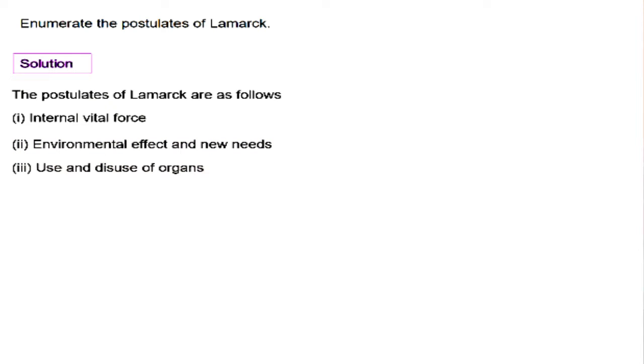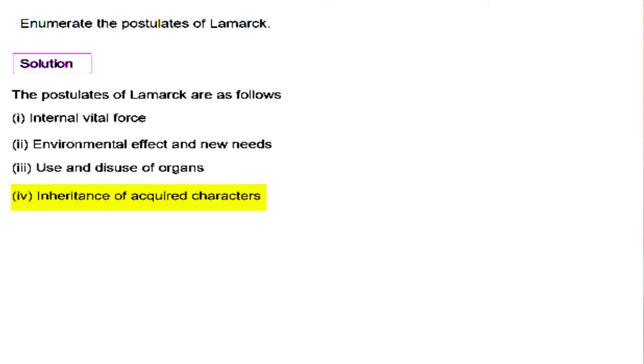So as a result of this changed environment, some organs are used more by an organism while some organs are used less. So the organs which are used more, they become developed, while the ones which are used less, they become vestigial. So we will talk of certain examples which will explain the theory of Lamarck. Next, there is inheritance of acquired characters. So what happens? The organs which are used more become developed and they develop in the next generation.